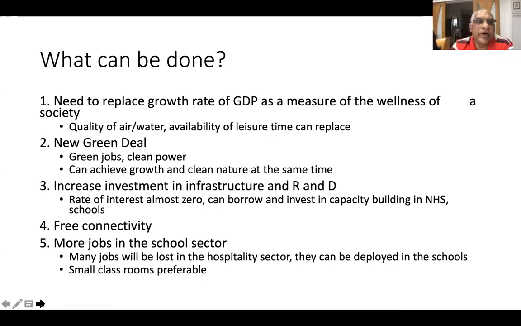So what can be done? So these are some of my suggestions. We need to replace growth rate of GDP as a measure of wellness of society.